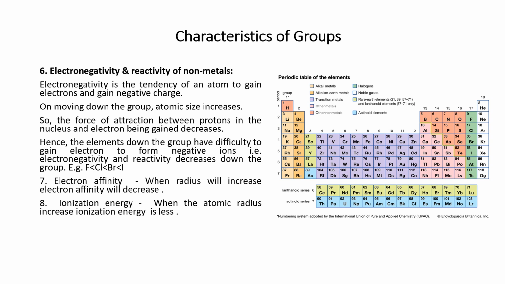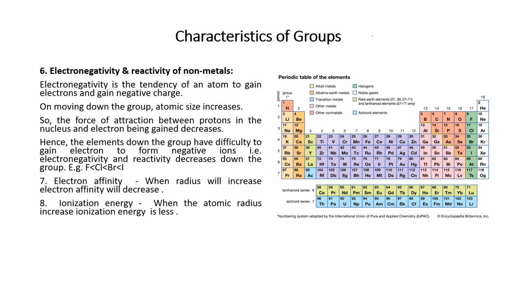Electronegativity is the tendency of an atom to gain electrons and gain negative charge. On moving down the group, atomic size increases. So the force of attraction between protons in the nucleus and the electron being gained decreases. When the atomic size increases, their attraction decreases. Hence, the elements down the group have difficulty gaining electrons to form negative ions. Electronegativity and reactivity decrease down the group. Example: fluorine, chlorine, bromine, iodine.